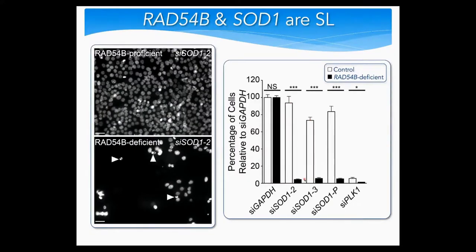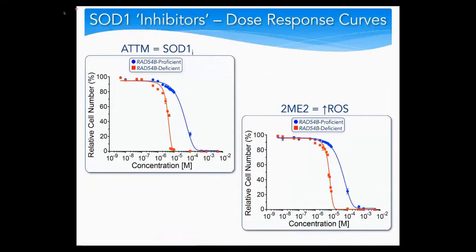That's quantified here, where we can actually look at the number of cells remaining. The control cells are all shown in white. The black cells are the RAD54B deficient cells, and you can see a dramatic decrease in the number of cells. So these data really confirm that RAD54B and SOD1 are synthetic lethal and further identify SOD1 as a novel drug target worthy of further study.